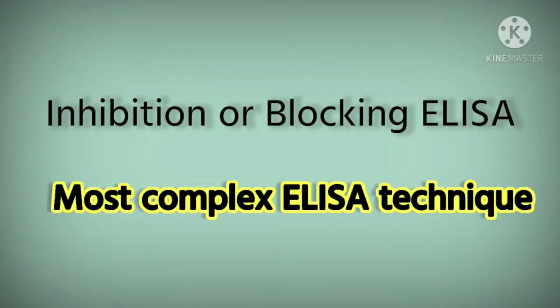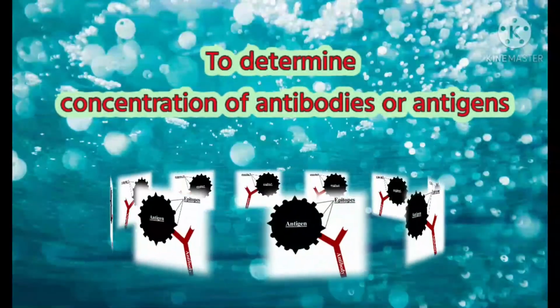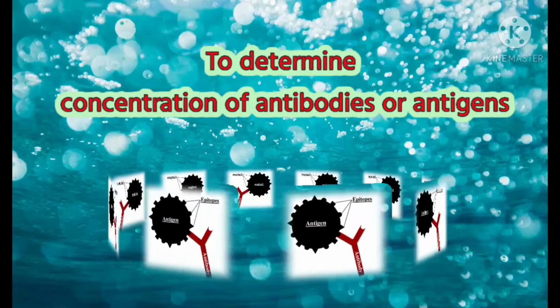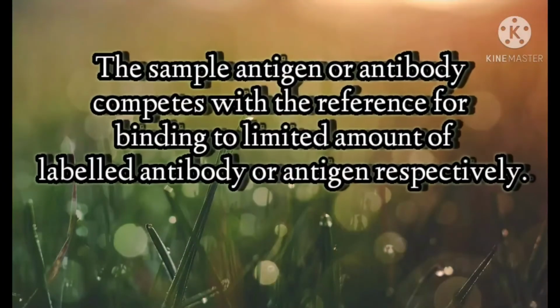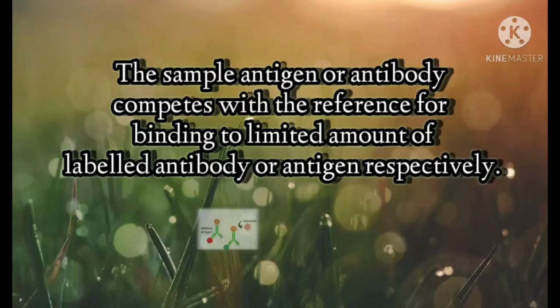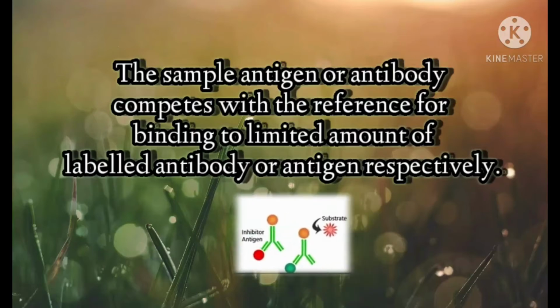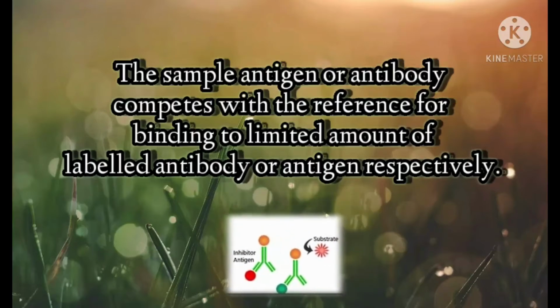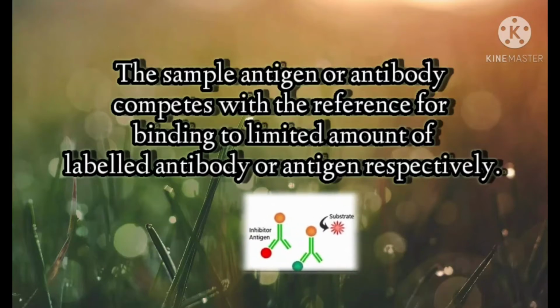Competitive ELISA is also known as inhibition or blocking ELISA, which is the most complex ELISA technique of all. It is used to determine the concentration of antigens or antibodies in the sample. Coming to its principle, the sample antigen or antibody competes with a reference for binding to a limited amount of labeled antibody or antigen. I will explain it through the process of competitive ELISA.